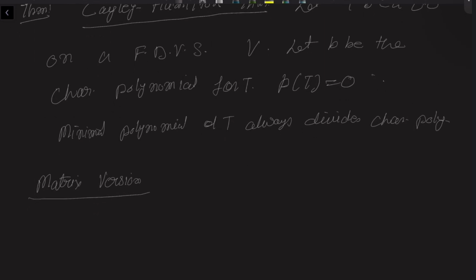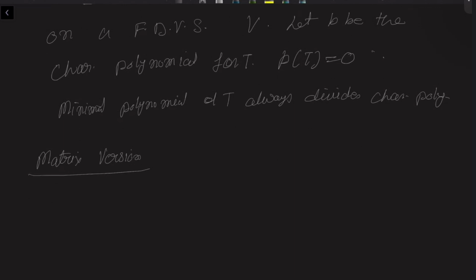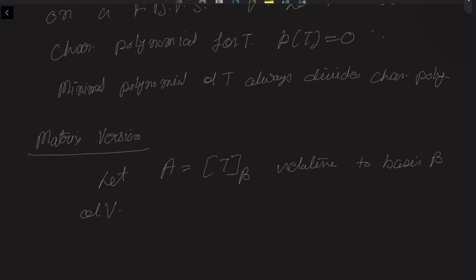So the matrix version: let A be the matrix corresponding to the linear operator T with respect to the basis beta of V, then P of A equals 0. So this is the matrix version of the theorem.